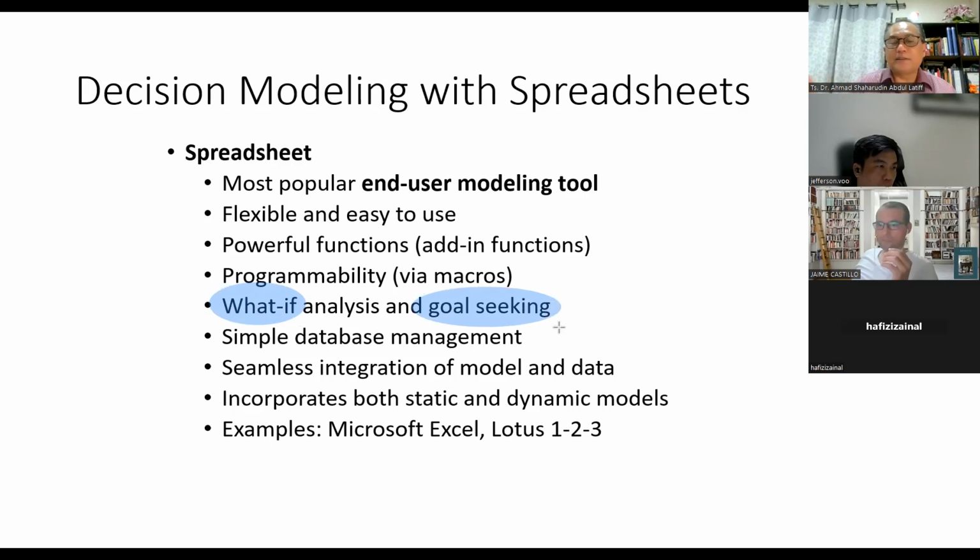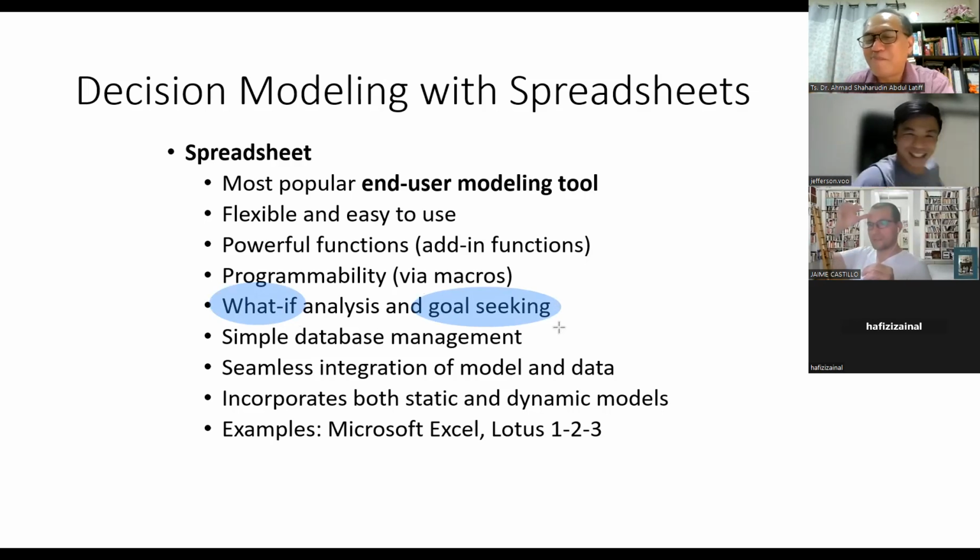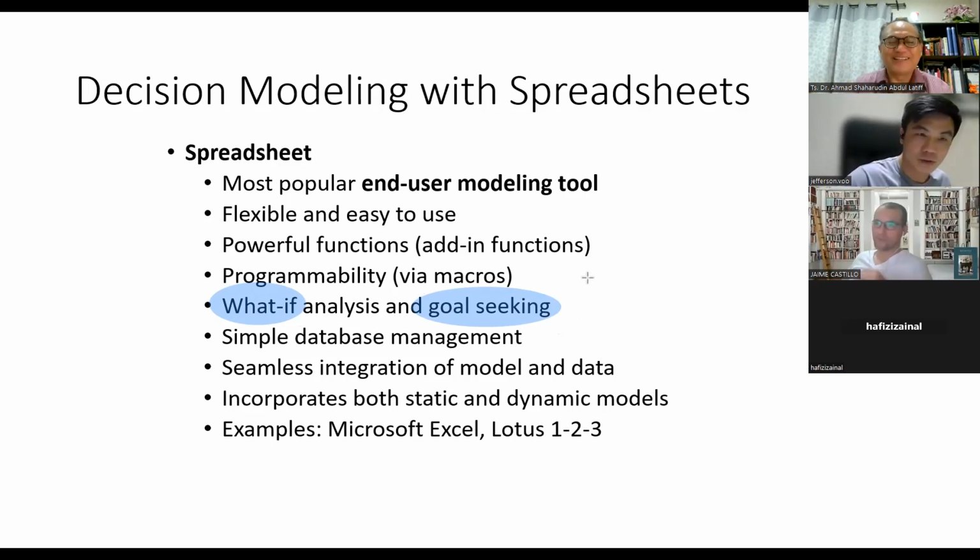Okay, what is the difference? Just by looking at the words, what is the difference between what-if analysis and goal seeking? Just by guessing. Jefferson, what is it? I think what-if is very uncertain. Goal seeking is something that is really more achievable. What-if is something that you really estimate, probably.